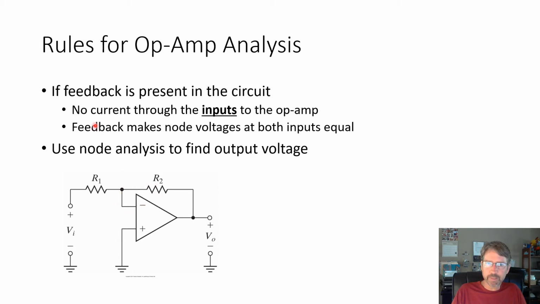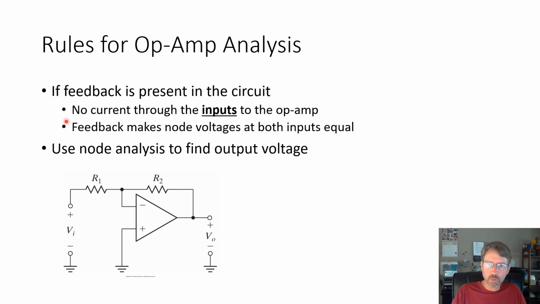And with that, we get these two rules for op amp analysis so that we can use node analysis techniques. The first rule is that if there's feedback, then the input lines here have zero current through them. So the current through there is zero, so when we do node analysis, there's no current here to worry about. And the other rule is that the feedback makes the voltage at this input and this input be the same. So here, where the non-inverting input's grounded, it's at 0 volts. So that means we can assume that this whole node is also at 0 volts.